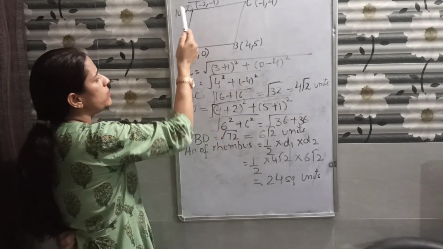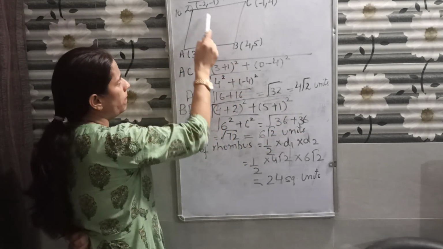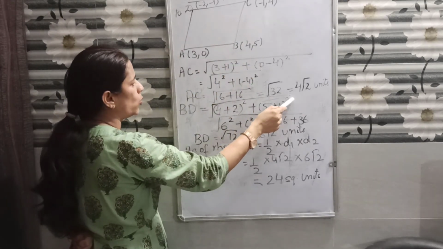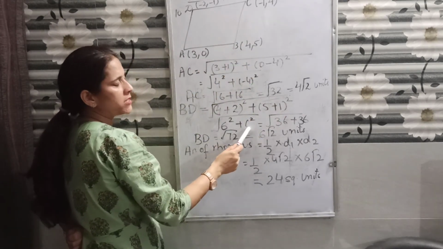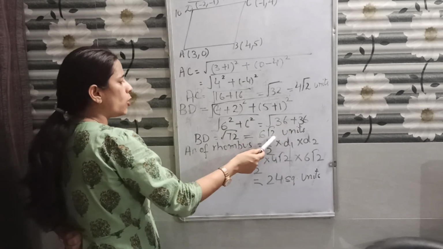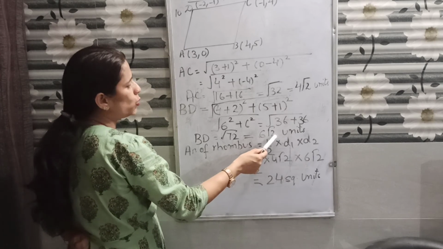Then we will find BD with the help of the distance formula. 4 plus 2 whole square, plus 5 minus minus 1 whole square. So 6 square plus 6 square, 36 plus 36, that is root 72. So your BD comes to be 6 root 2 units.